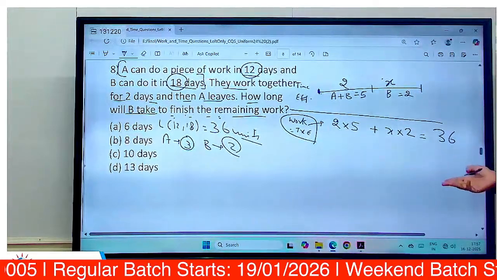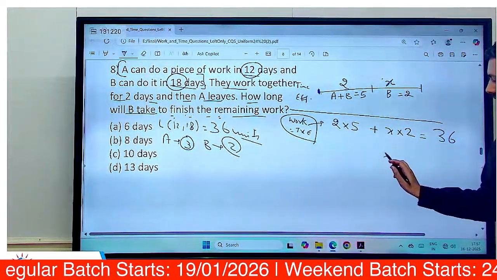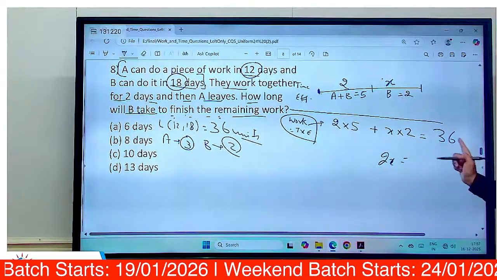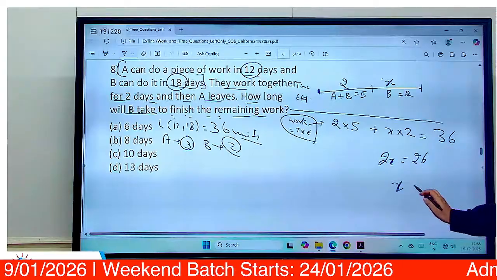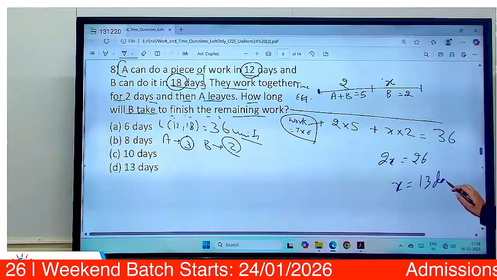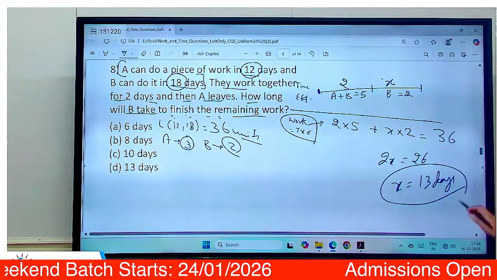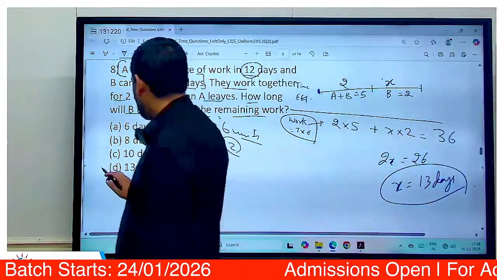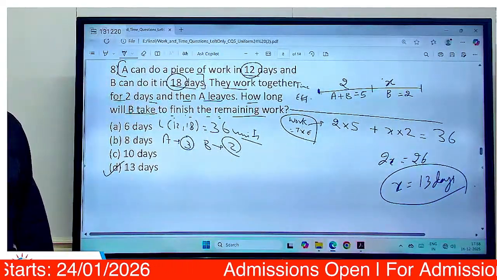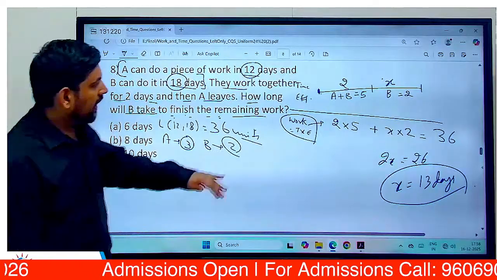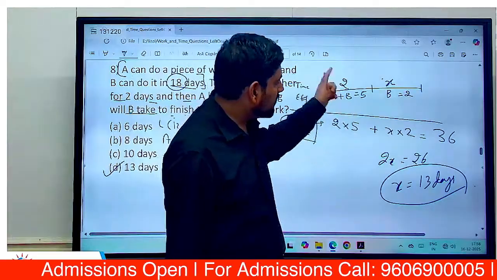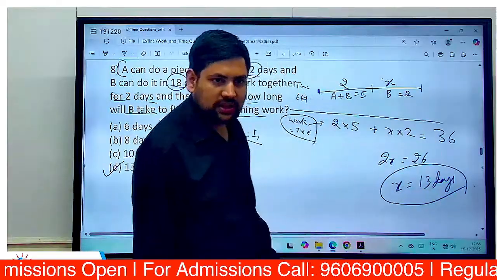Now this is a very easy question to solve. You can get here 2x is equal to 36 minus 10, which is 26. X came out to be 13 days. That means B will work for 13 more days to finish the work. Understood? Timeline we have to draw. Above we'll write the time, below we'll write the efficiency. We'll write the equation like this and get to the answer.